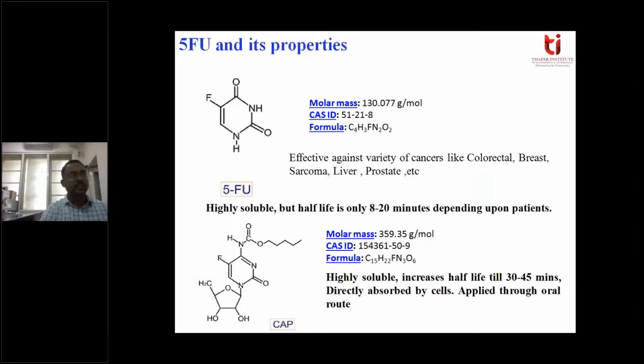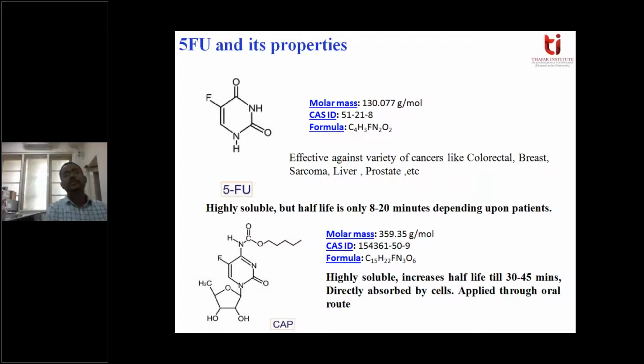Also, it inhibits some enzymes known as thymidine kinase and others. So overall, the purpose of this drug is to kill the cancer cell by inhibiting replication. This is also known as a suicidal inhibitor, because when you apply the drug, the cells absorb it, it incorporates, and then the cell dies. This particular drug is very effective against various types of cancer: colorectal cancer, breast cancer, sarcomas, liver cancer, prostate cancer, etc.